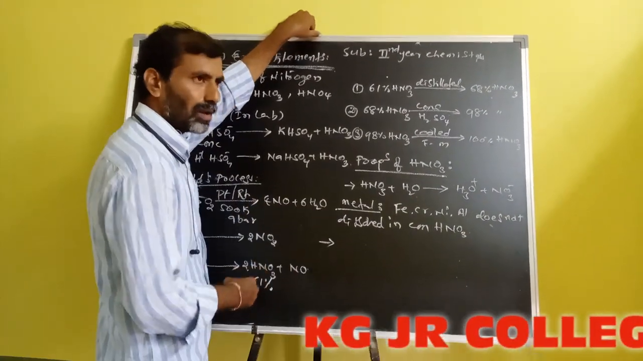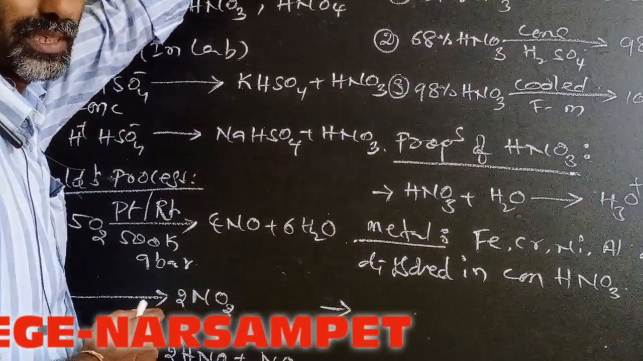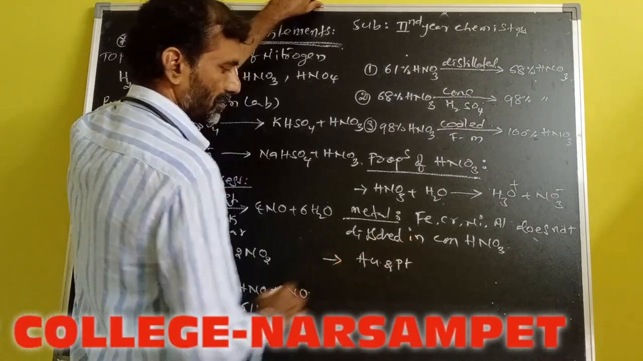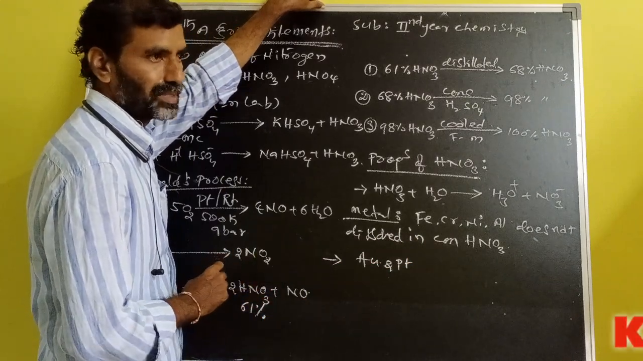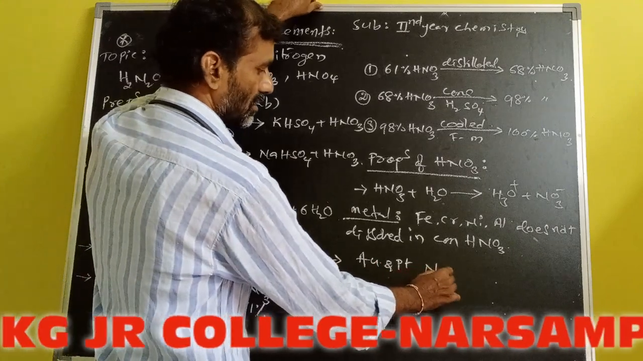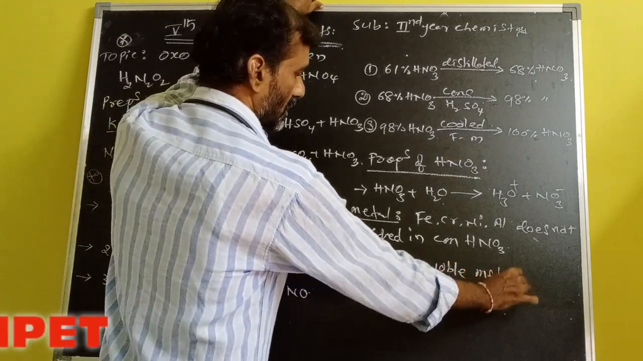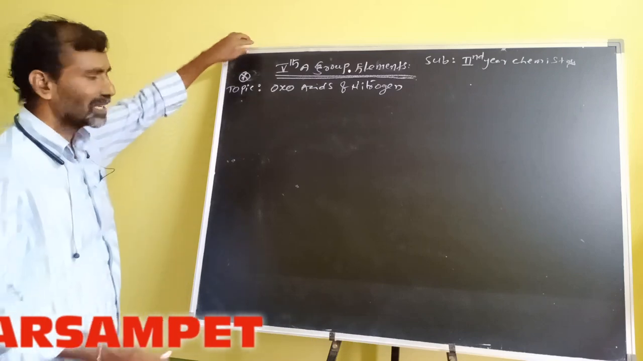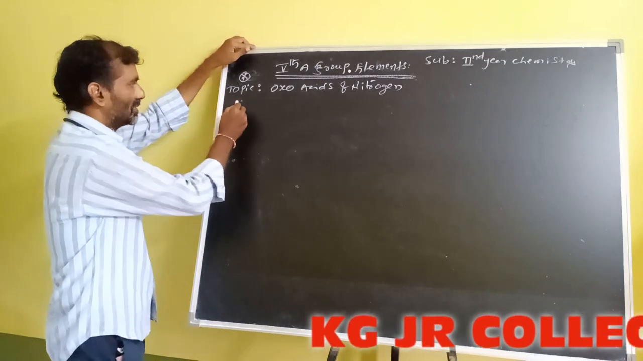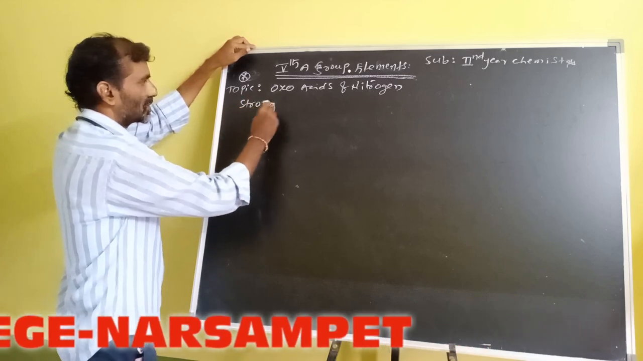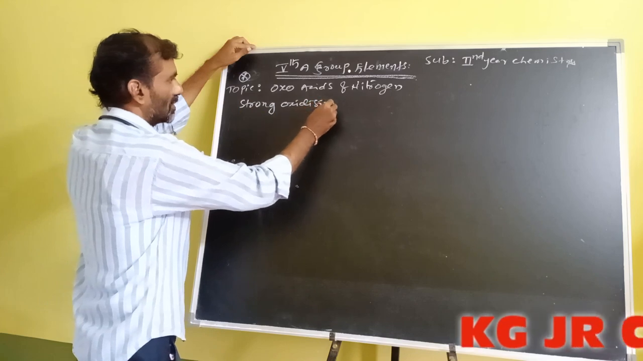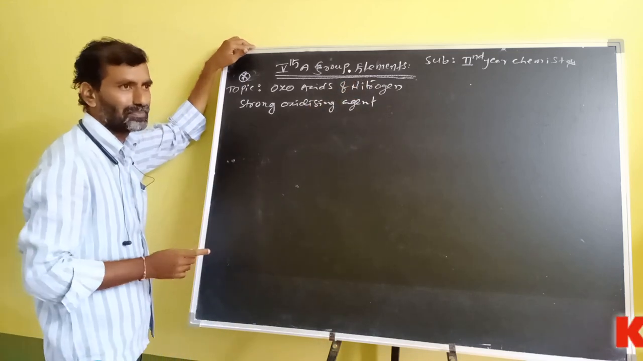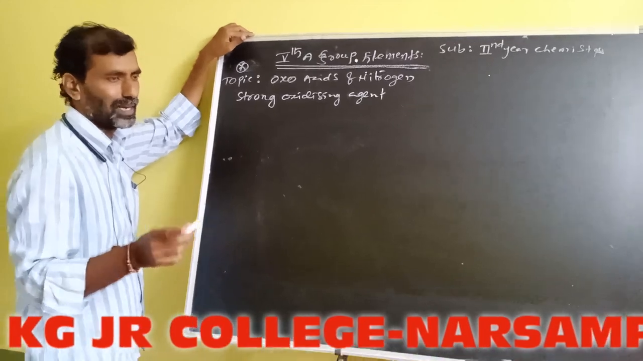Next, all metals react with concentrated HNO3, but not Au and platinum. They do not react with HNO3. These metals are called noble metals. HNO3 is a strong oxidizing agent. It oxidizes all metals but not Au and platinum.